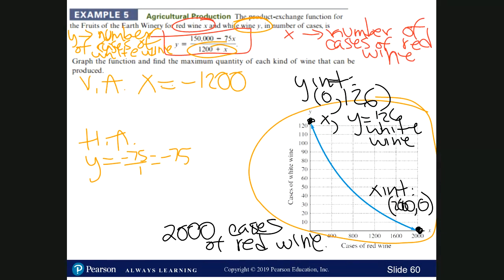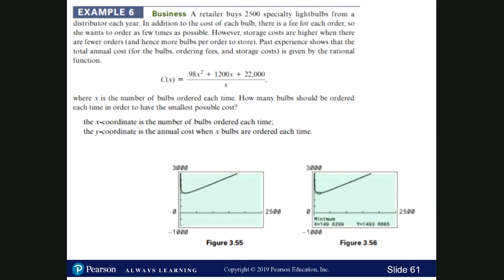And that's it. That's the end of the problem. So now for the very last problem, we have here a retailer buys 2,500 specialty light bulbs from a distributor each year. In addition to the cost of each bulb, there is a fee for each order. So she wants to order as few times as possible.